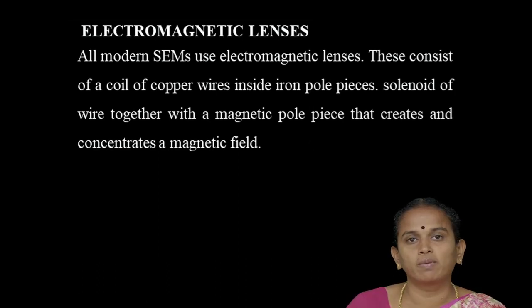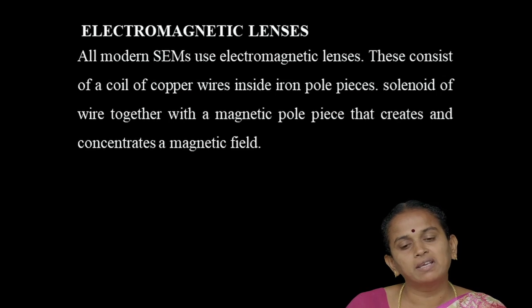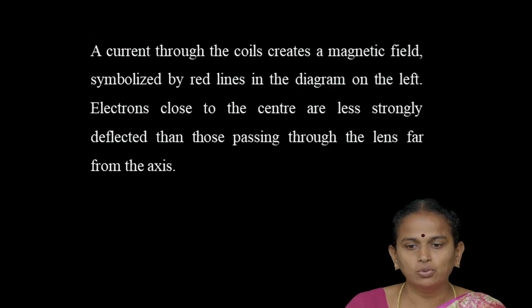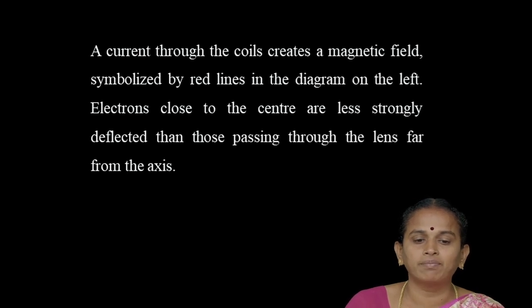Next we see the electromagnetic lenses. All modern scanning electron microscopes use electromagnetic lenses. These consist of a coil of copper wire inside the iron pole pieces, a solenoid of wire together with the magnetic pole piece that creates and concentrates a magnetic field. A current through a coil creates a field symbolized by red lines in the diagram. The electrons close to the center are less strongly deflected than those passing through the lens far from the axis.